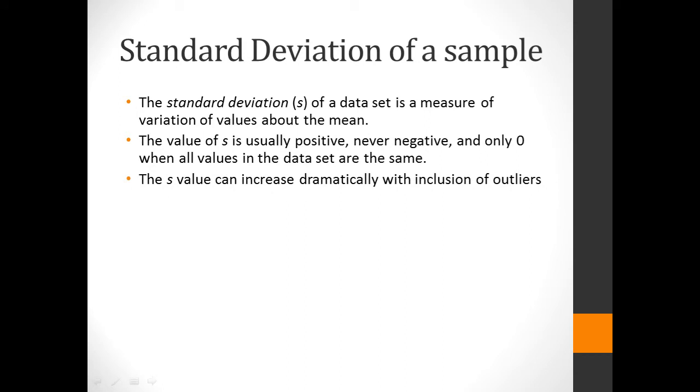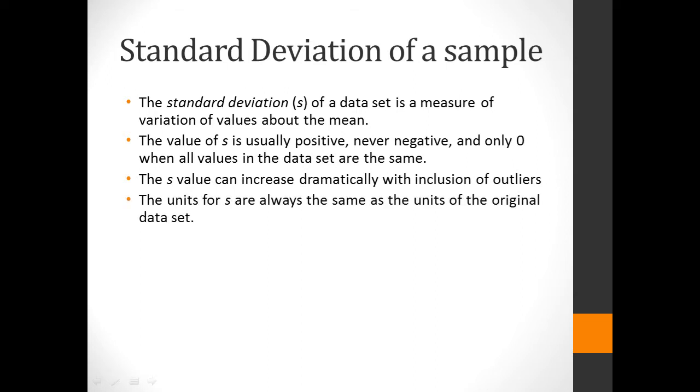And of course, the S value can increase dramatically or decrease dramatically with the inclusion of any outliers. It will usually increase due to the fact that the outliers are put in. When you take outliers out, it'll decrease the value. However, when you're taking outliers out, now you're creating a possible bias. The units for the standard deviation are always the same as the units that we are working with in the original data set. That's a key point to remember, that the units will always be the same.